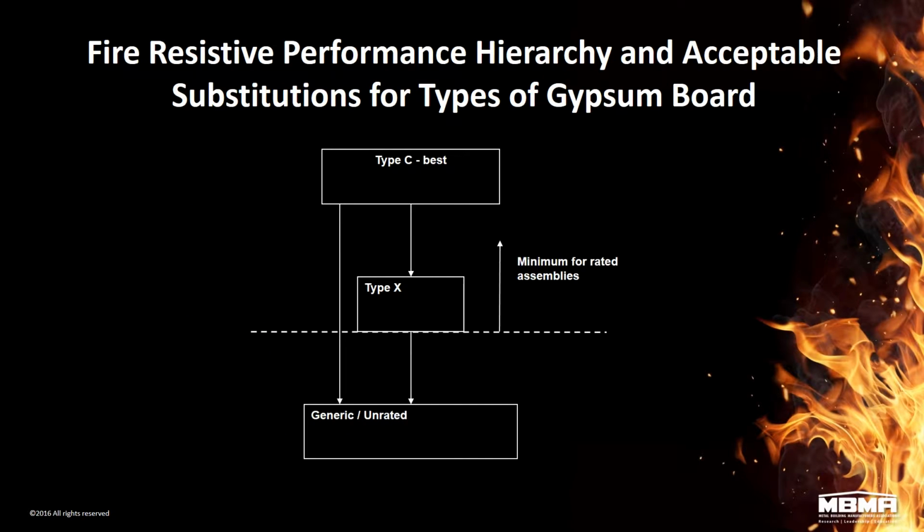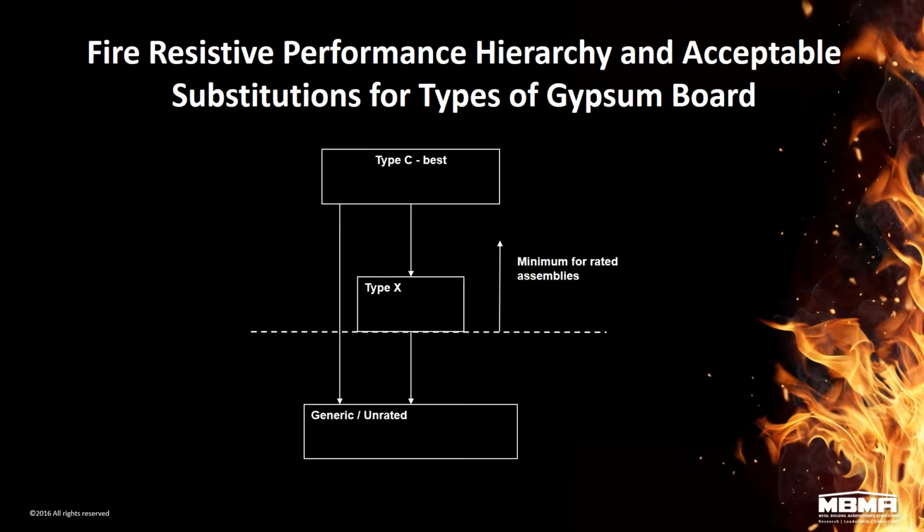Now, as I mentioned, gypsum board is the material of choice for fire protection in single-story metal buildings. A word of caution, though, is that all gypsum board is not created alike. There are basically three classifications of board. Your lowest level is just generic unrated board. This is the type that maybe you find for residential unrated construction. You can buy at your local hardware store. And one would not use this for fire resistive construction.